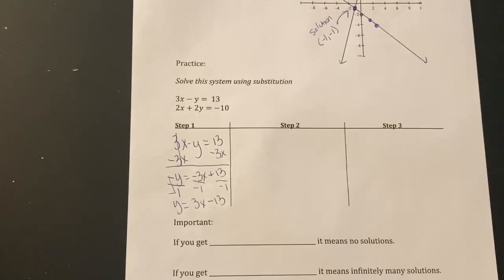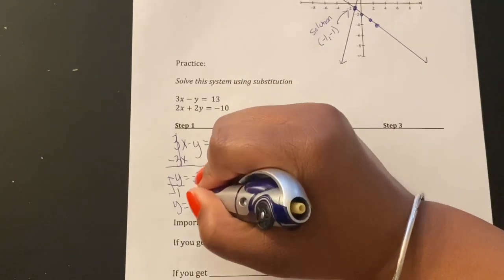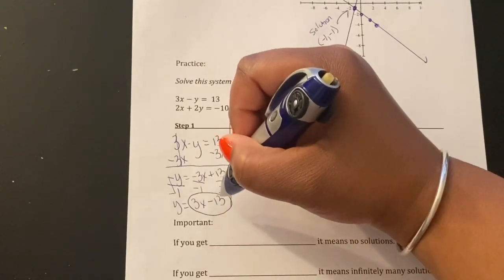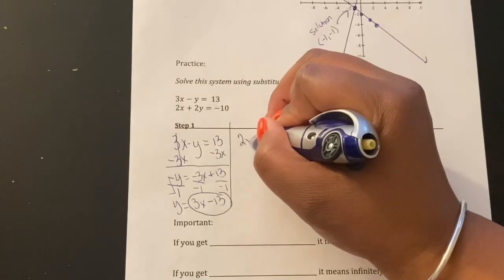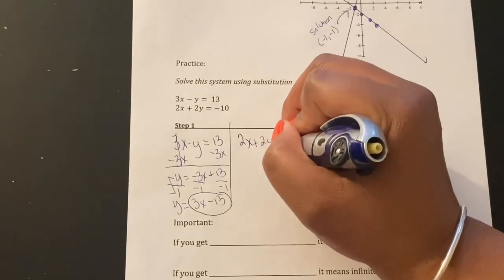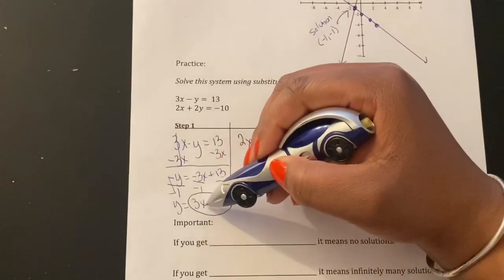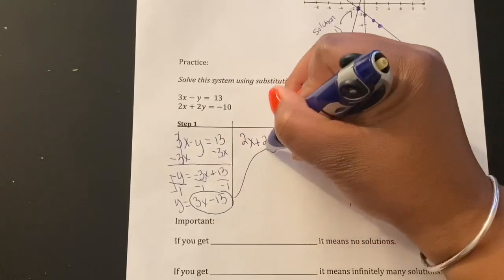Now my second step, if you look at your first page of notes, says substitute one of the equations into the other and solve for the first variable. So whichever one you solved y for, you're now going to plug this 3x minus 13 into the other equation. So it's 2x plus 2y equals negative 10. Well, I said that y is equal to 3x minus 13, so where I see y, I'm going to plug it in here.